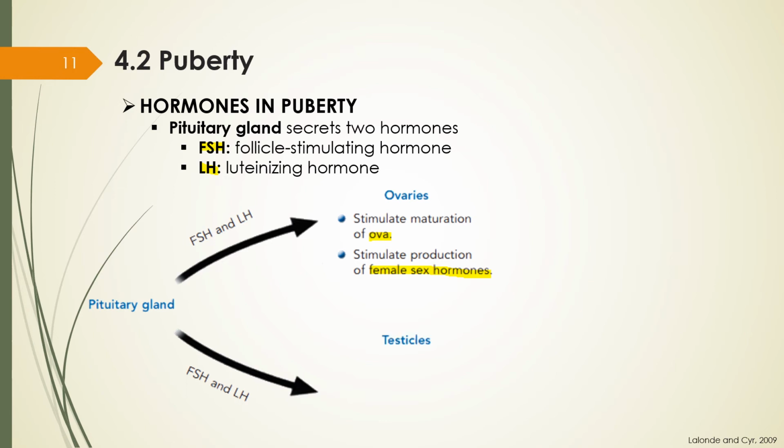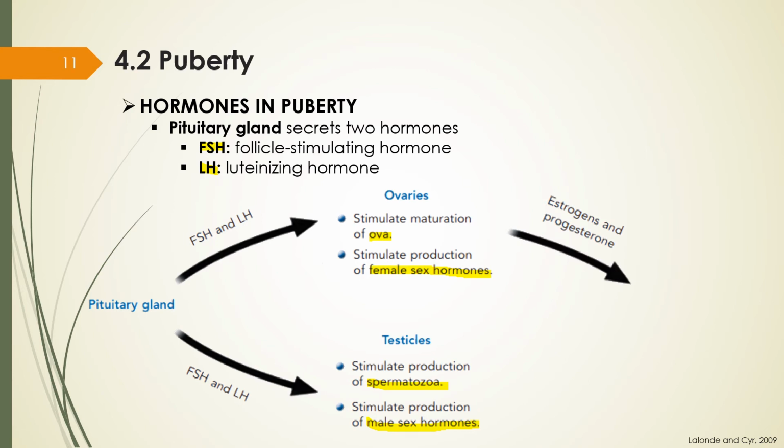And men have testicles, so it's going to act in the testicles. It's going to stimulate the production of spermatozoa, the sperm, and also the production of male sex hormones. Okay, so your brain has the pituitary gland, and it's going to release FSH and LH, and these two hormones will act in the ovaries if you are a woman, or in the testicles if you are a man. Okay.